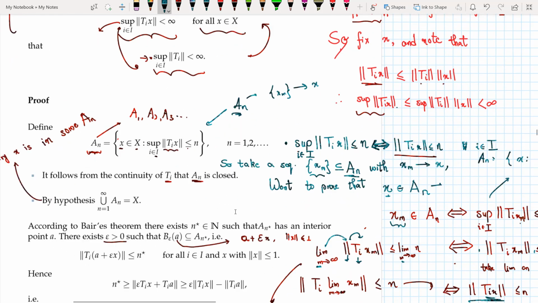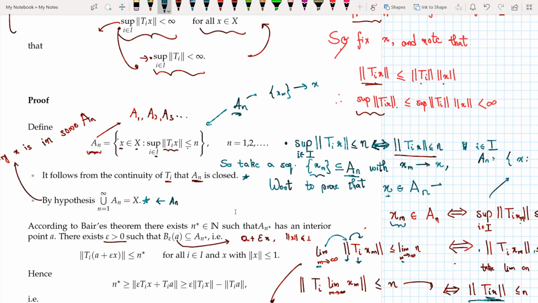So therefore I have written there that it follows from the continuity of T_i that A_n is closed, and by hypothesis the union from n equals 1 to infinity of A_n is equal to X. So these are the two things that I have. Now in order to apply Baire's theorem, this was the condition that I needed, and another condition that was needed was that A_n be closed.